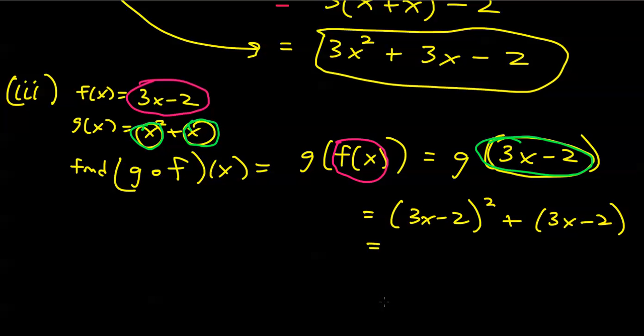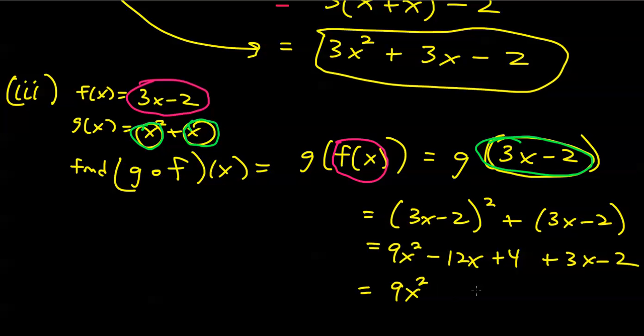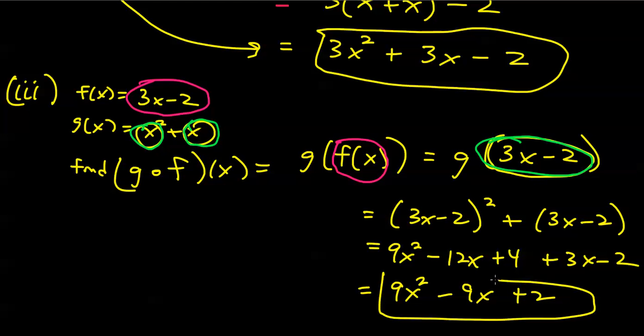And of course I can multiply this out and simplify. If I square 3x minus 2, I get 9x squared minus 12x. My inner and outer products add up to a minus 12x plus 4, plus of course 3x minus 2. And now combining like terms, I'll get 9x squared minus 9x, and 4 minus 2 is plus 2. So there's my final result for the composition g of f of x.